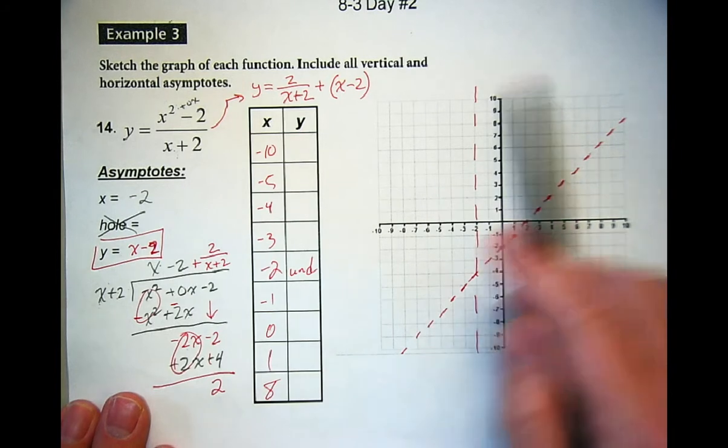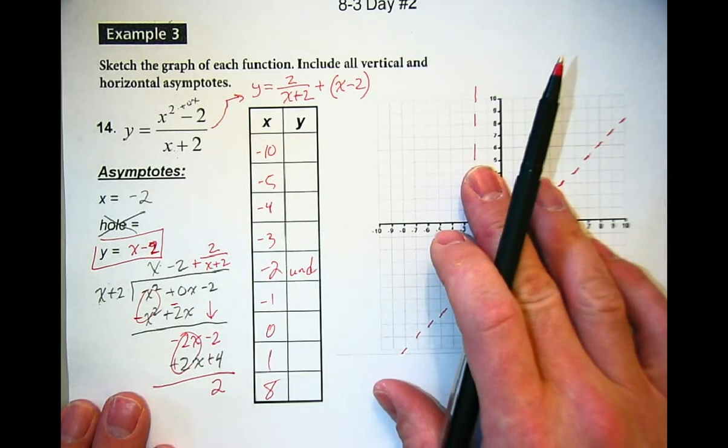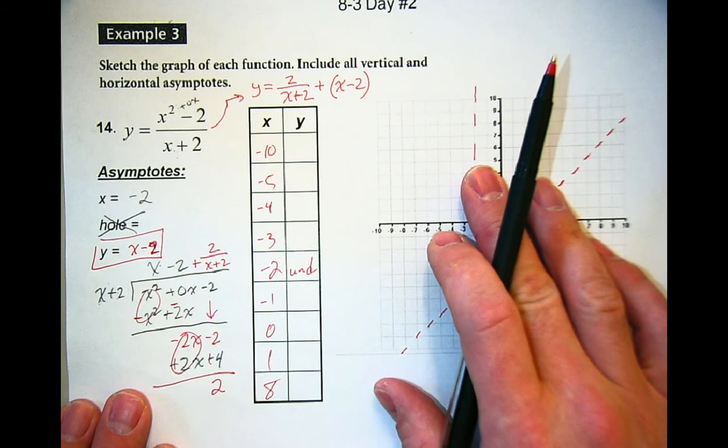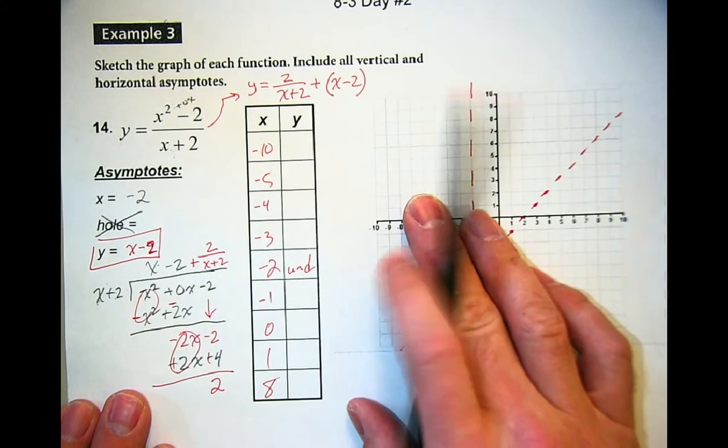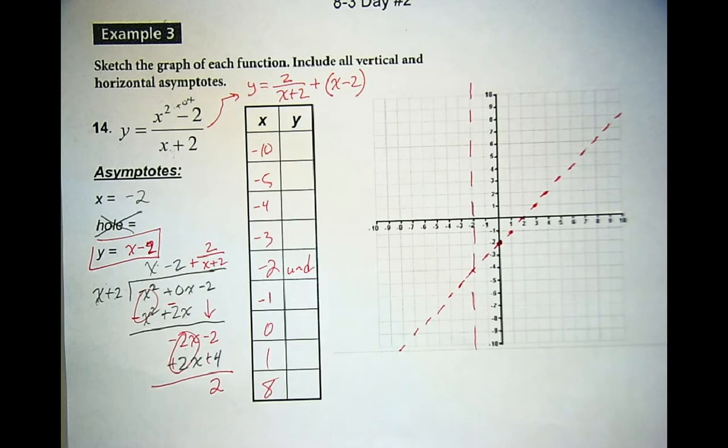All right, now how many of you were able to find the slant asymptote last night? Okay. Now hopefully we can do that today. All right, let's figure out these values. I want you to calculate these points here using your calculator.